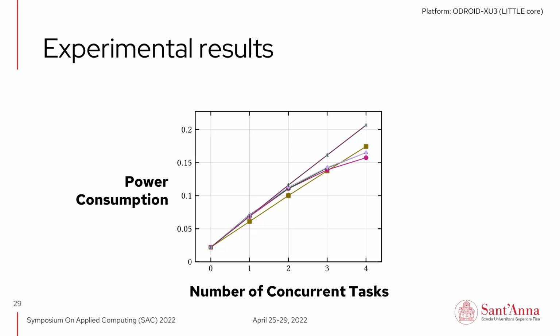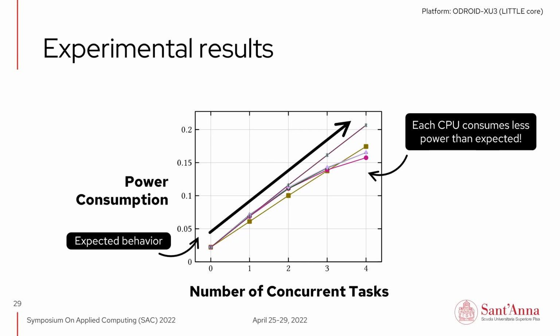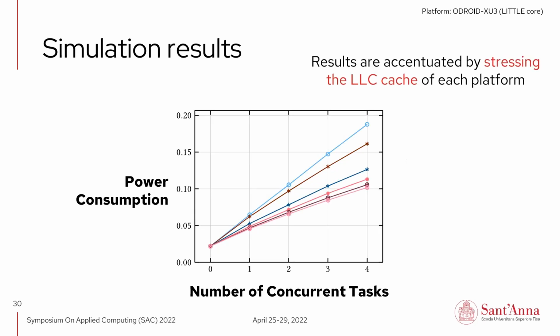The expected behavior in this case is that the average power consumption of the entire island increases linearly with the number of active cores running the same workload type. However, the more we increase the number of parallel tasks, the more time is spent waiting for data from the main memory, thus reducing the average power consumption of individual CPUs.